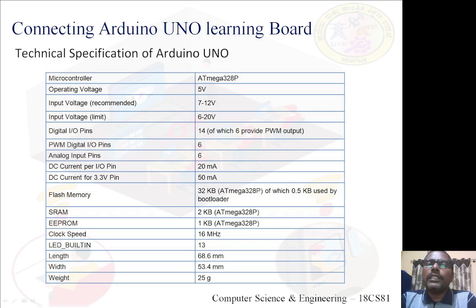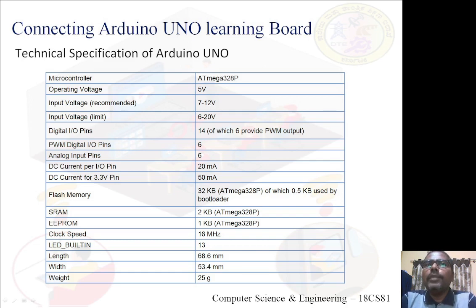Also, the microcontroller has 32 KB of flash memory within it, of which 0.5 KB is used by the bootloader. There's a 2 KB static RAM, 1 KB electrically erasable programmable read-only memory, EEPROM, and a 16 megahertz clock speed.